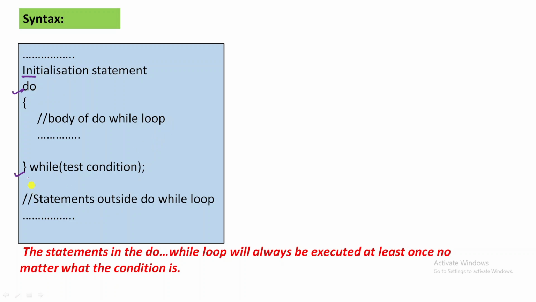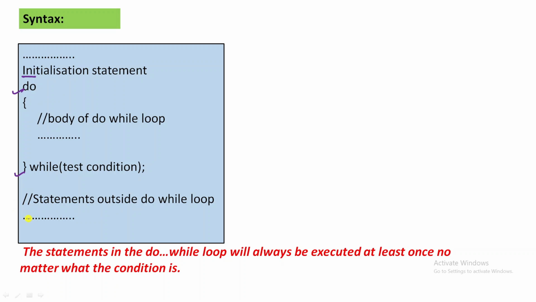Outside this do while loop we can write any statements which are needed after the do while loop is evaluated to false. When this do while loop becomes false, whatever we want to do after that we can write outside the body of the do while loop.